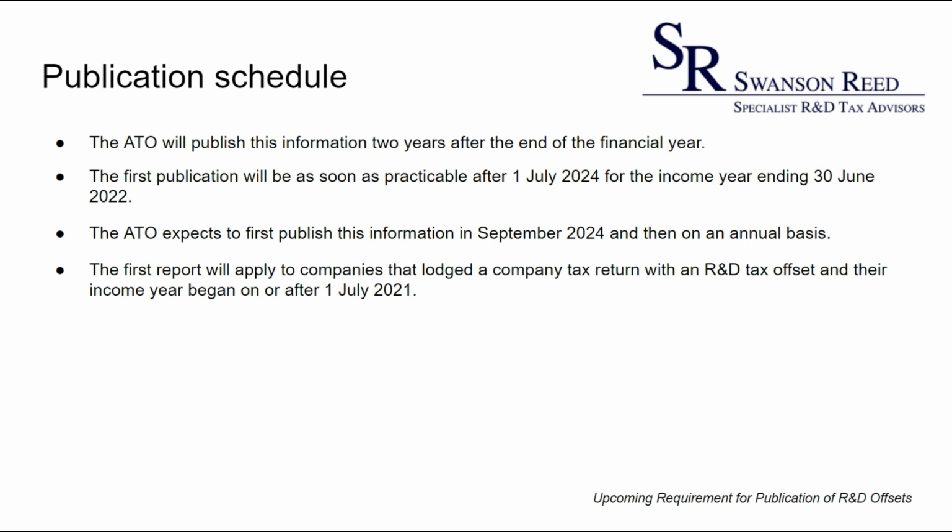In terms of timing of the publications, the ATO have noted in a recent update that they are required to publish the R&D information 2 years after the end of the financial year. The first publication will be as soon as practicable after the 1st of July 2024 for the income year ending 30 June 2022, with the ATO noting that they expect to first publish this information in September 2024 and then on an annual basis. The first report will apply to companies that lodged a company tax return with an R&D offset and their income year began on or after the 1st of July 2021.